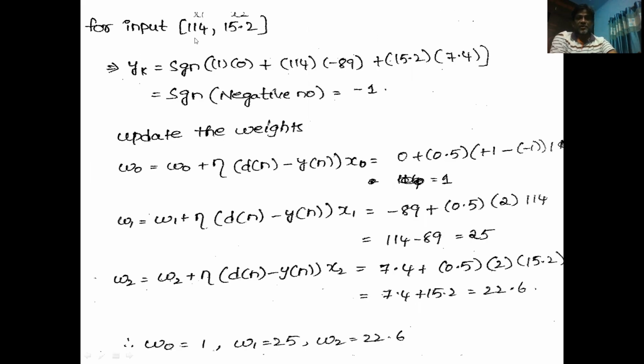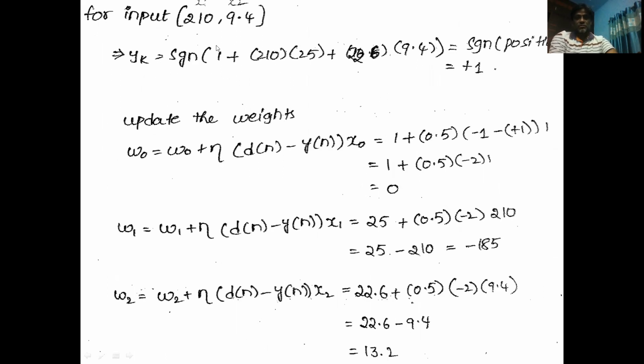We'll continue with the process by considering the second input vector 114, 15.2. It is calculated as minus 1 over here, but the desired response is positive 1. So we need to update the weights again. W0 becomes 1, W1 becomes 25, W2 becomes 22.6 now. Next input from class 2 is 210, 9.4. It is giving plus 1 after calculation, but the desired response is negative 1. So we need to update the weights again. We get 0, minus 185, 13.2.